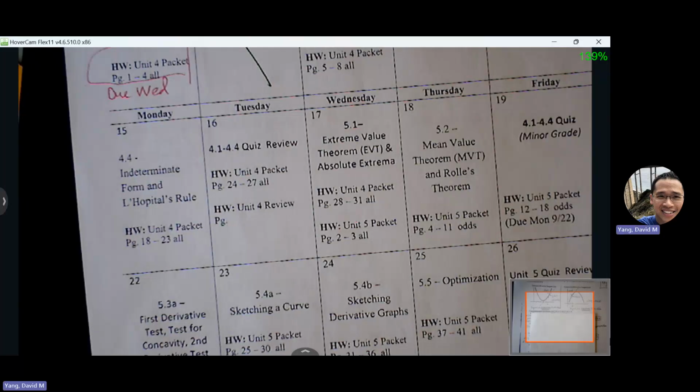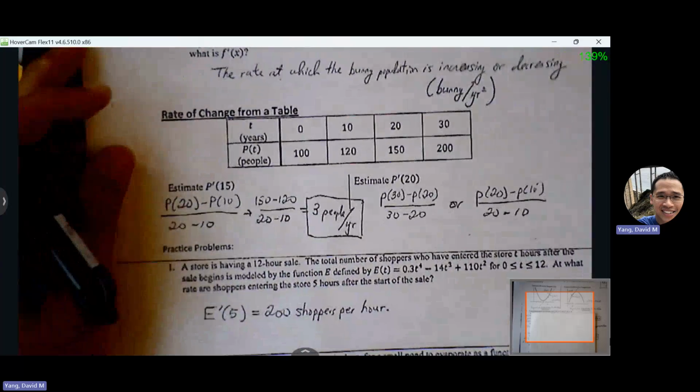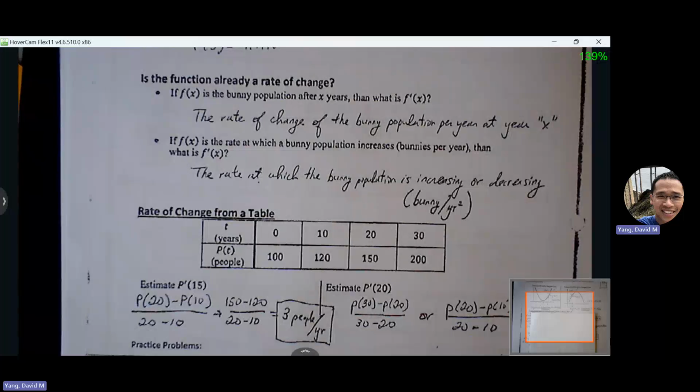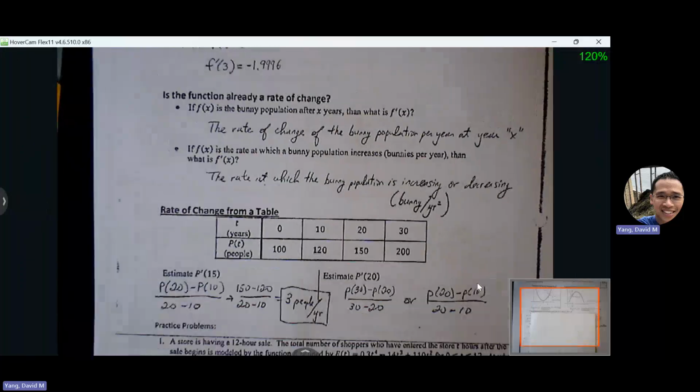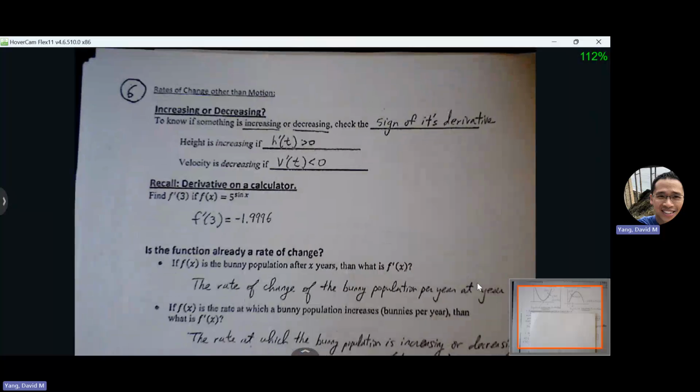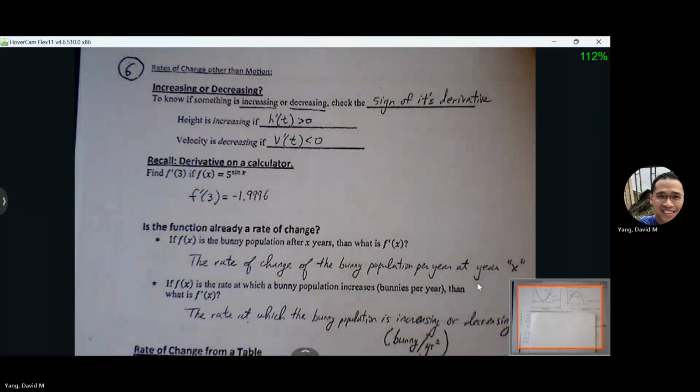Hey, we talked about particle motion, but we also want to talk about rate of change other than motion. Sometimes when we talk about first derivative or second derivative, our tendency is to think in terms of velocity or acceleration, but that may not always be the case. All right, page 6. To know if something is increasing or decreasing, check the sign of its derivative. Height is increasing if h prime of t is greater than 0, and velocity is decreasing if v prime of t is less than 0.